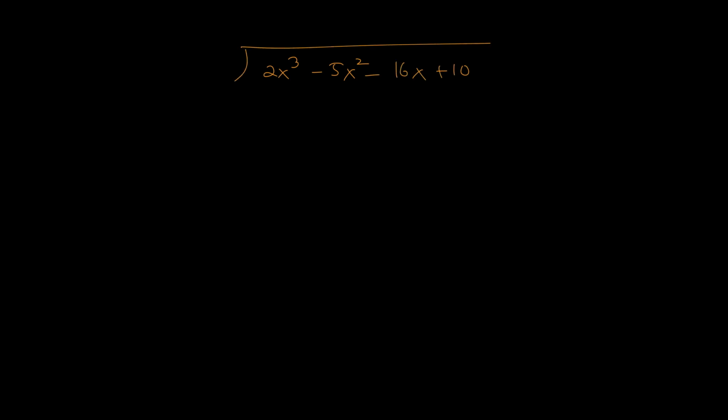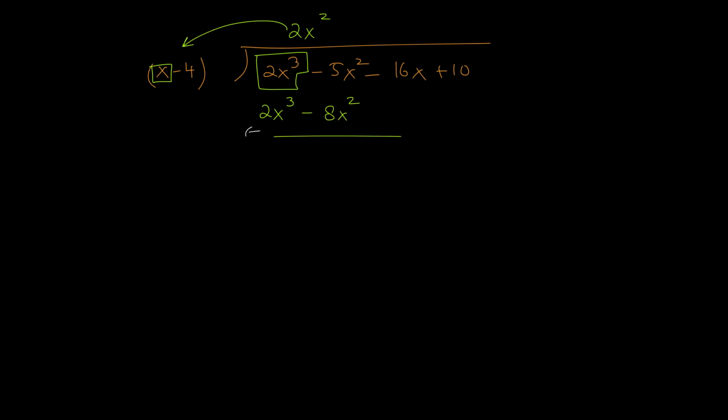Now let's do a question related with polynomials. Something like 2x cubed minus 5x squared minus 16x plus 10, and we want to divide it with x minus 4, a linear expression. Take the highest powered term in the numerator, highest powered term in the denominator, and that leaves us a quotient of 2x squared. So now, after multiplication, this is 2x cubed minus 8x squared. Change the sign and add. We are left with 3x squared.